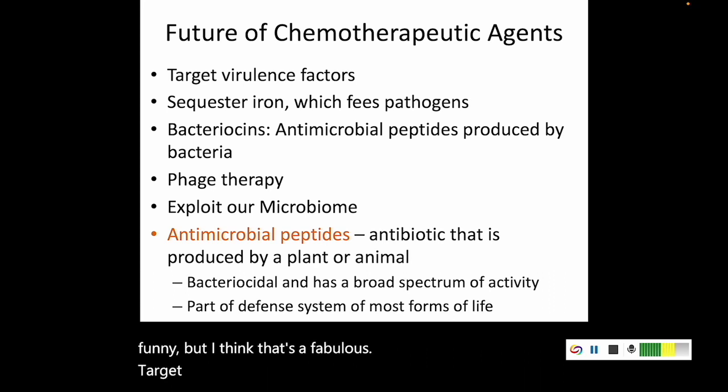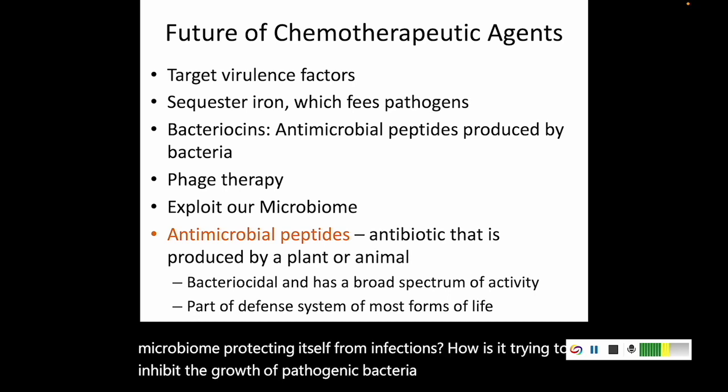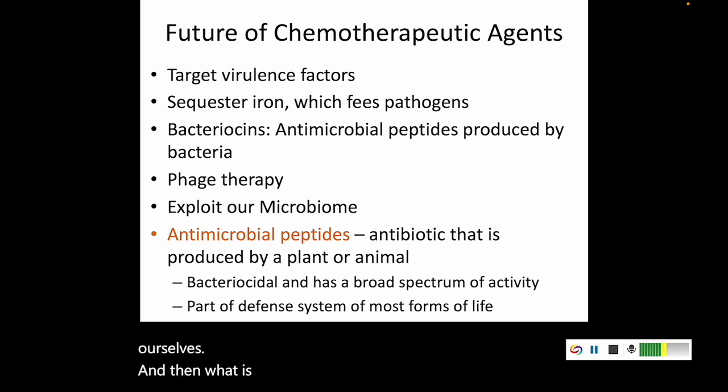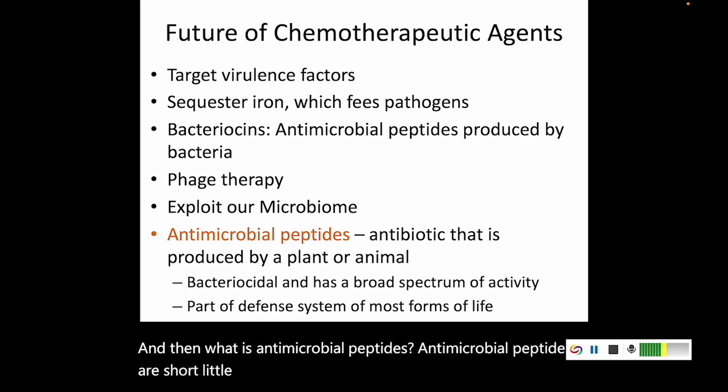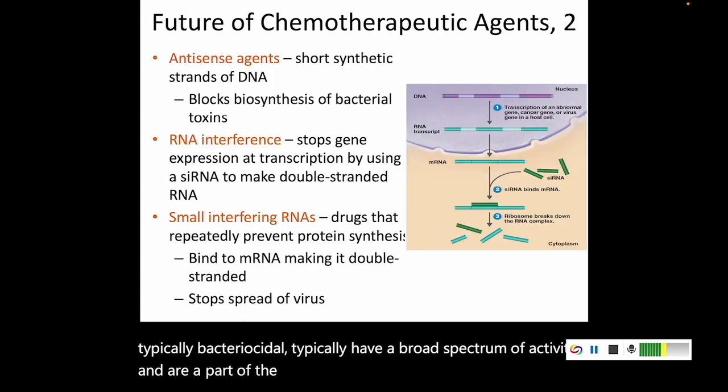One is exploiting our microbiome. So, how is our microbiome protecting itself from infections? How is it trying to inhibit the growth of pathogenic bacteria? Just exploit it to protect ourselves. And then one is antimicrobial peptides. Antimicrobial peptides are short little antibiotics made by plants and animals that are typically bactericidal, typically have a broad spectrum of activity, and are part of the natural defense system of a lot of forms of life.